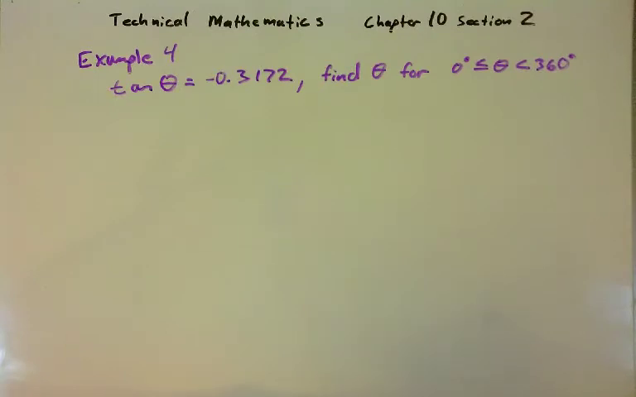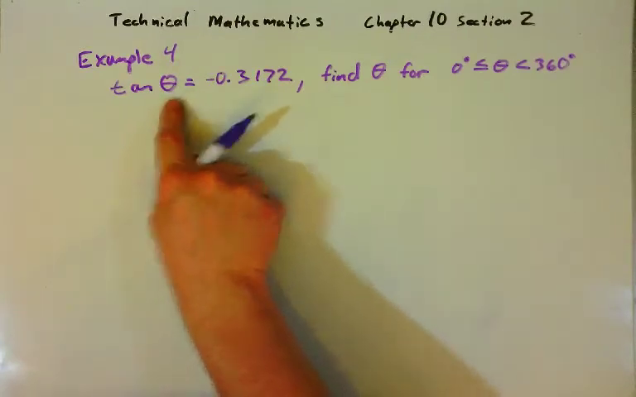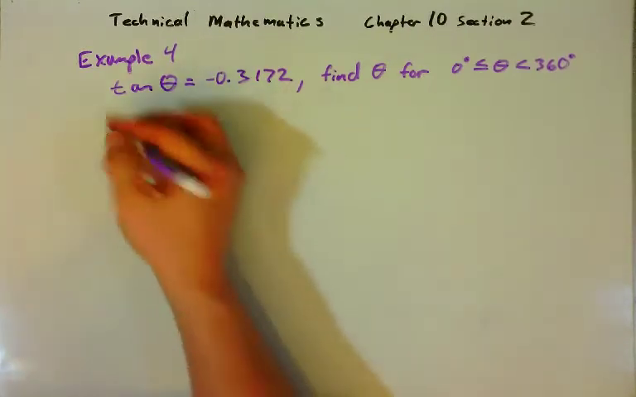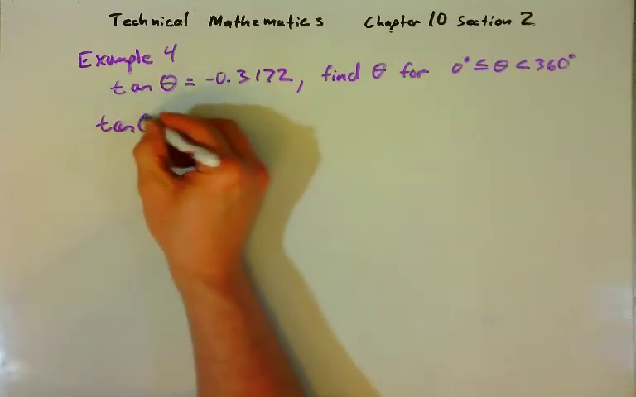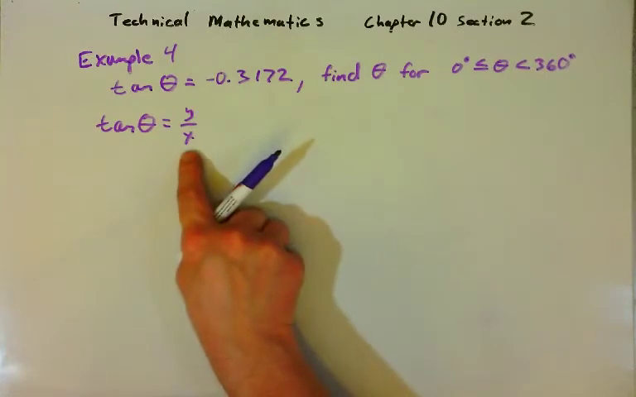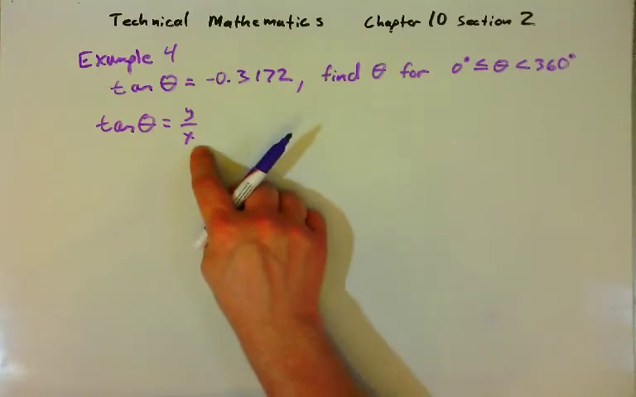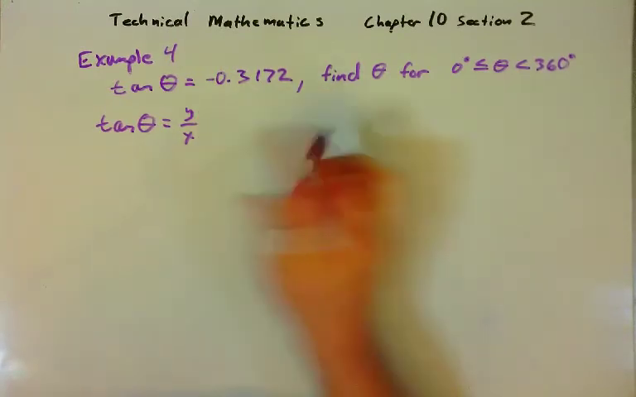This is example 4. It says tangent theta is equal to negative 0.3172, and find theta for theta greater than or equal to 0 but less than 360 degrees. So again, they want a positive answer that's less than 360 degrees. And so the tangent of the angle, we're looking for the angle. The tangent of the angle is negative. Remember that the tangent of theta is equal to y over x. Now there's two ways that we could get a negative answer. Either y is negative and x is positive, or y is positive and x is negative.